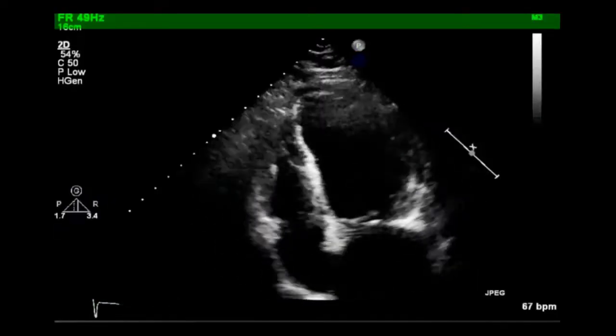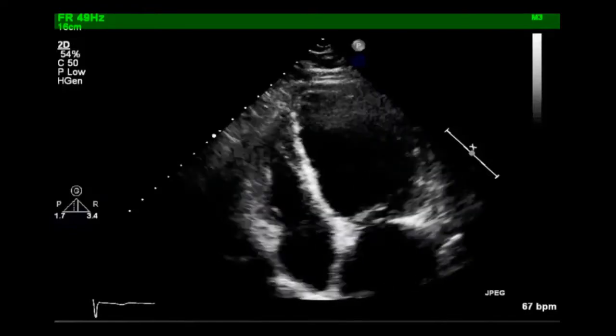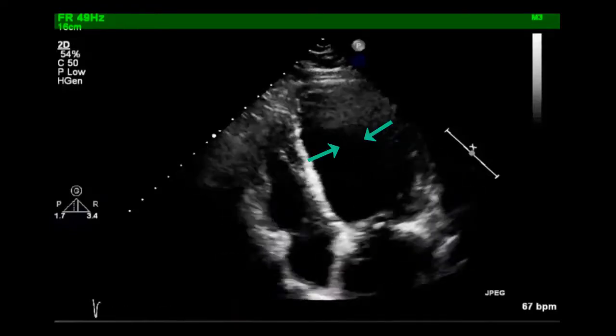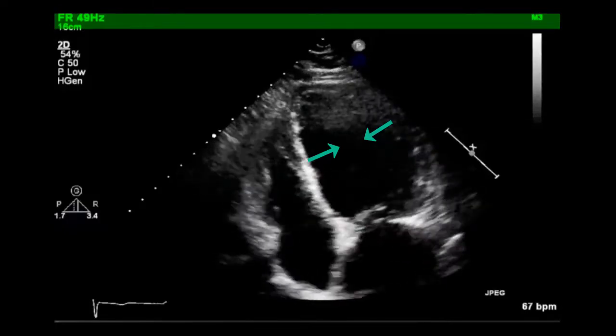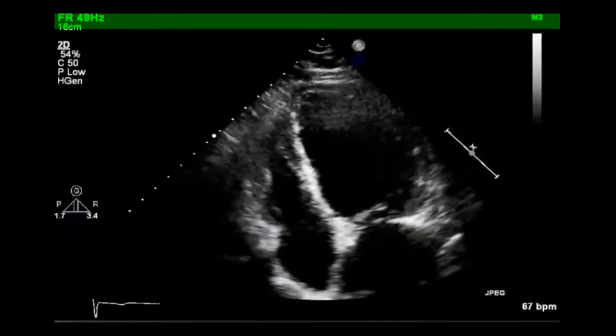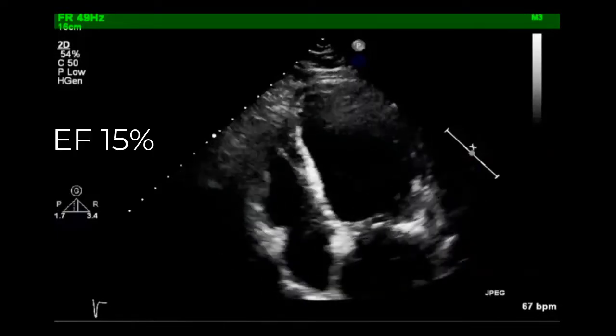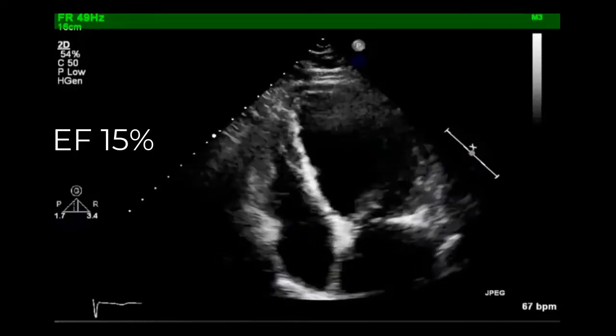This is the same patient. The LV is seen in the apical 4-chamber view. Both the lateral and septal walls hardly contract. The walls are thin and the LV cavity appears dilated. The EF can be estimated to be no more than 15%.